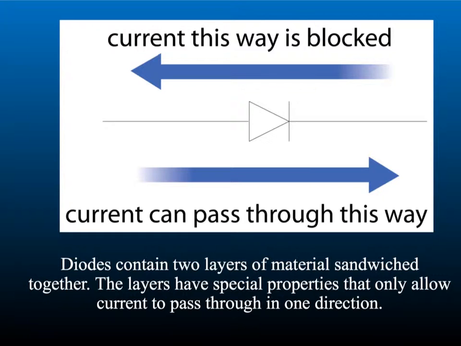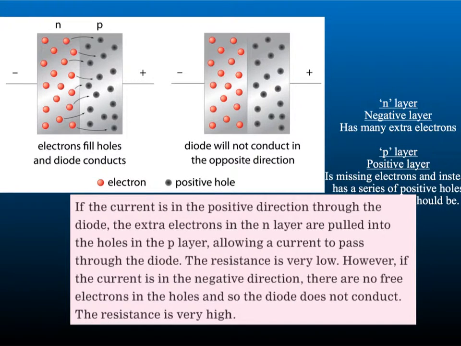Diodes contain two layers of material sandwiched together. The layers have special properties that only allow current to pass through in one direction. So the current can pass in the direction of the arrow, but if it tries to go back the other way, it is blocked. If we were to look inside a diode, we'd see something like this.